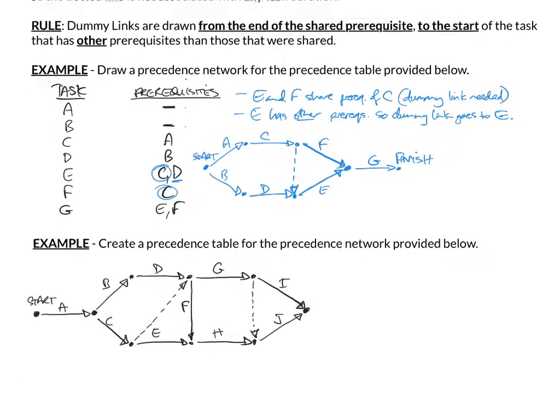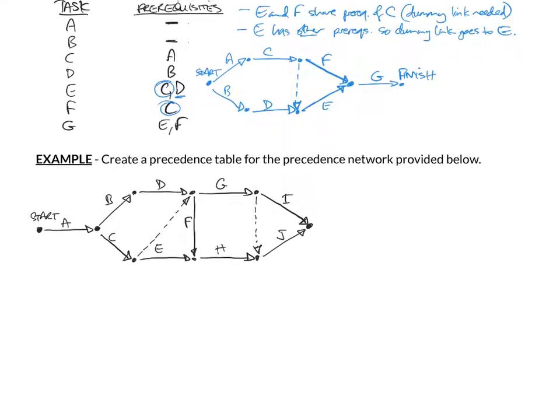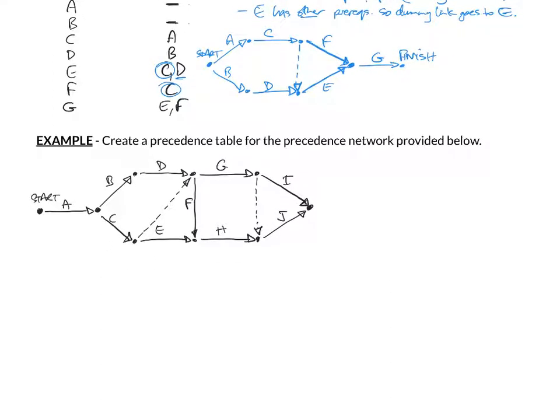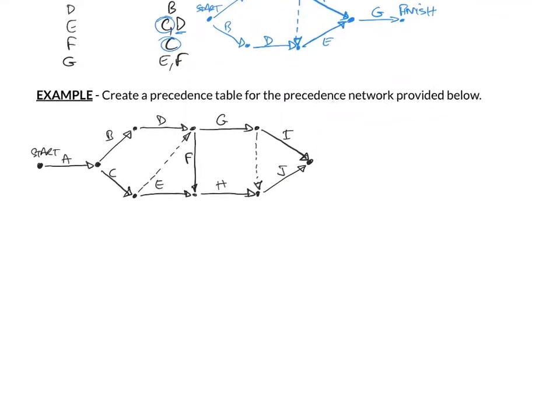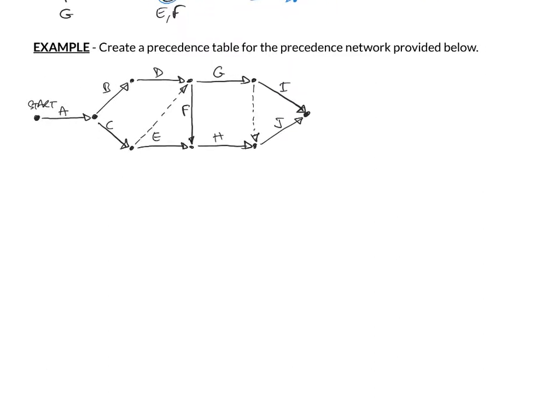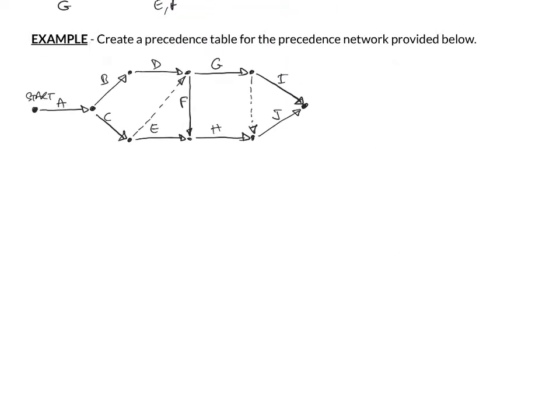Next, you may be asked to create a precedence table from a precedence network involving dummy links. So this is a reverse process, but you just need to realize those rules from before. It doesn't change anything, you're just applying it in reverse. So it's always good to organize your thinking to start off with a few dot points. A is linked to start.